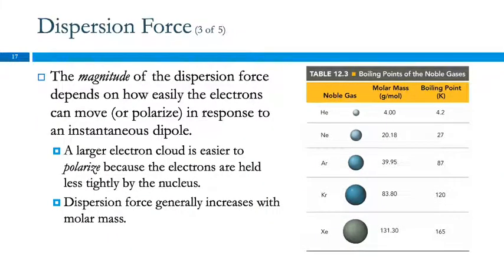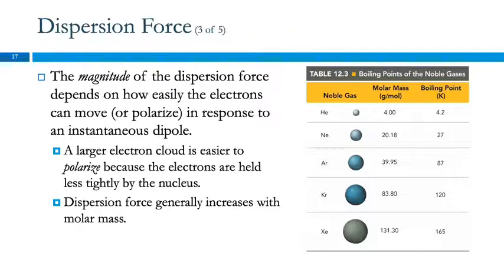So how significant this is, the magnitude of the dispersion force, depends on how easy it is to shove those electrons around, to polarize the electron cloud. To polarize means to form poles, to get an unequal distribution, a positive and a negative end. Larger electron clouds are easier to polarize because the electrons are farther from the nucleus. They're not held as tightly.